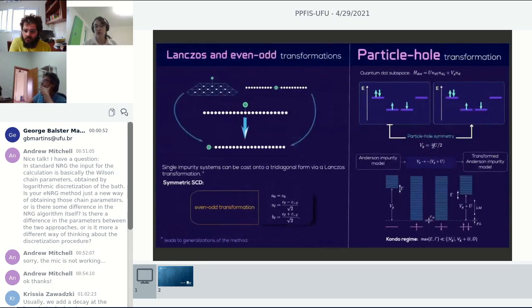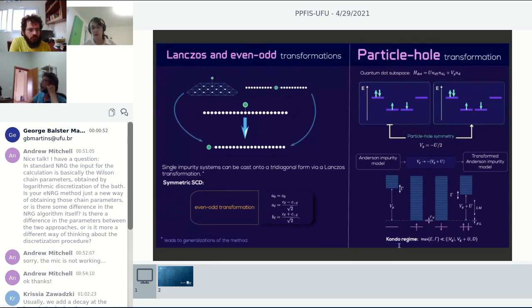But for a special choice of parameters, if we choose Vg to be minus U over 2, then the Anderson impurity model doesn't change and we have particle-hole symmetry. In this case, the uncoupled quantum dot subspace doesn't change either, and we see that there is a clear symmetry, because we have to pay the same energy price to remove one electron or to add one electron. So this manifests as particle-hole symmetry.